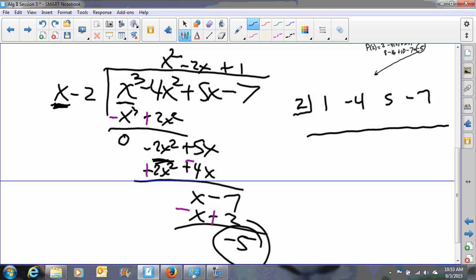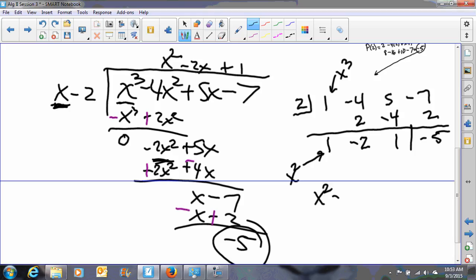And then what we did was we drew a line, brought the first one down, multiplied by 2 to give 2, and we wrote that above the line. We added negative 4 and 2 is negative 2. Multiply, we get negative 4, put it above, and add again, we get 1. 2 times 1 is 2, and then we add, we get negative 5. Now, this synthetic division told us since this one right here was an x cubed, this one right here was 1 degree less, or x squared. So we were able to write x squared minus 2x plus 1 with a remainder of negative 5.